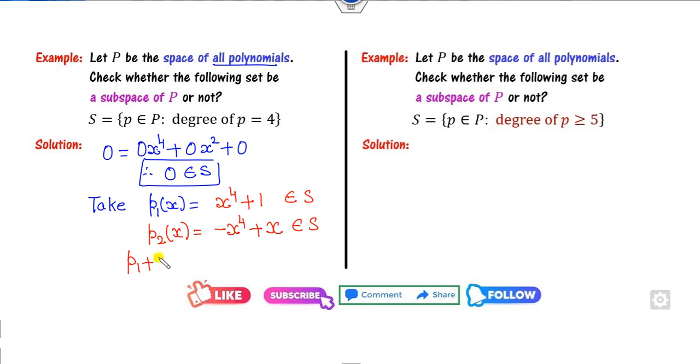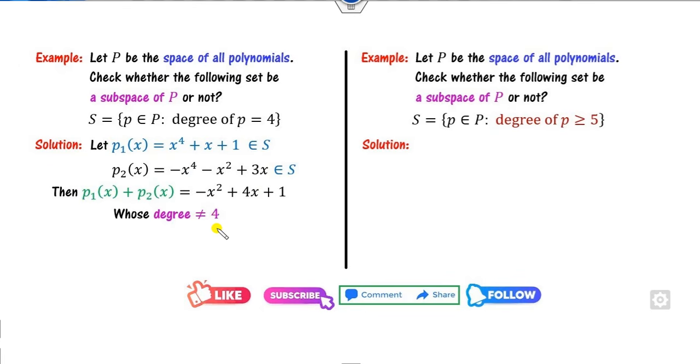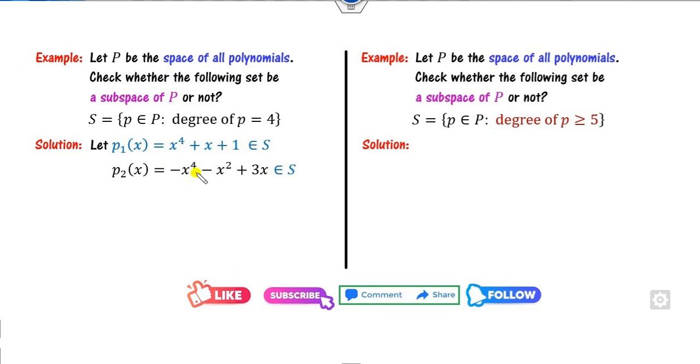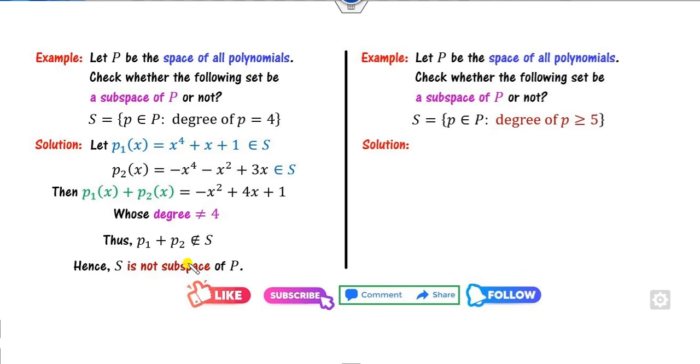But if you add them, what will happen? Is the degree 4? Because it says the degree is 4. It is not satisfied because the degree is my 2. Or you can choose either this example or this example. Again, the degree is not equal to 4. It is not a subspace. You can choose any example. I have chosen this. If you add them, the degree is my 2, which is not equal to 4. It is not a subspace.